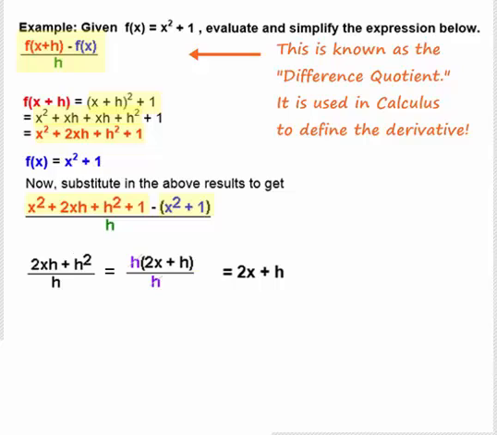Now what happens here is the x squared terms cancel each other and the 1's cancel, and all we're left with is 2xh plus h squared in the numerator. We can factor an h out of the numerator and then cancel that h with the h in the denominator, and what we're left with is 2x plus h. That's our simplified difference quotient.